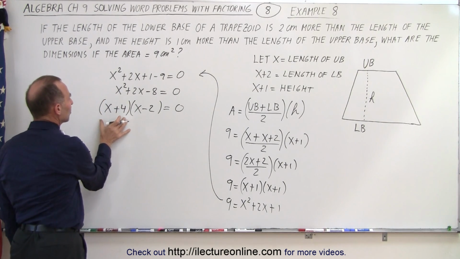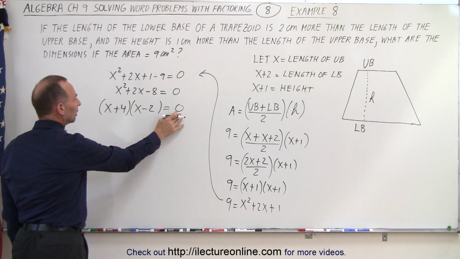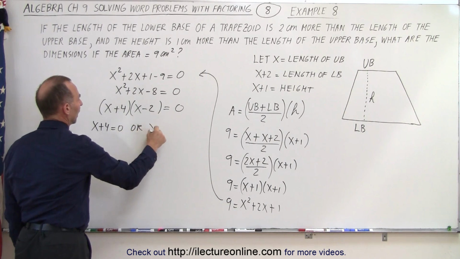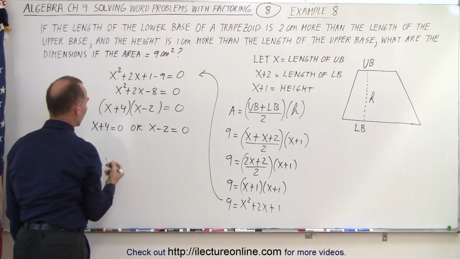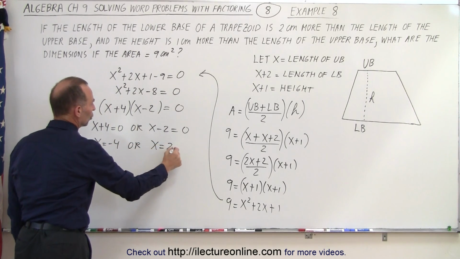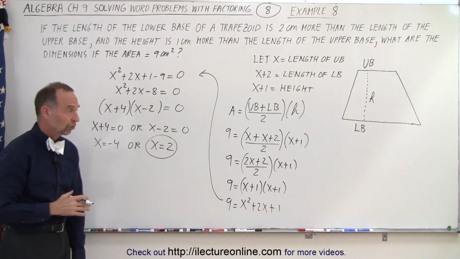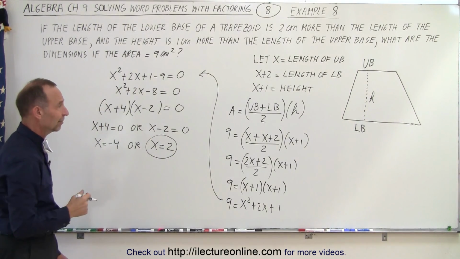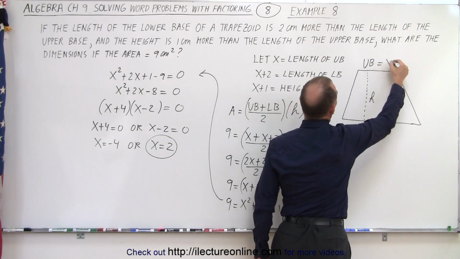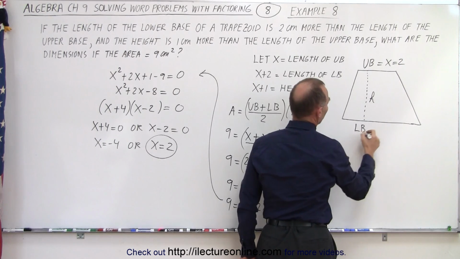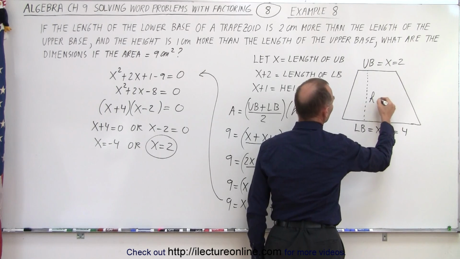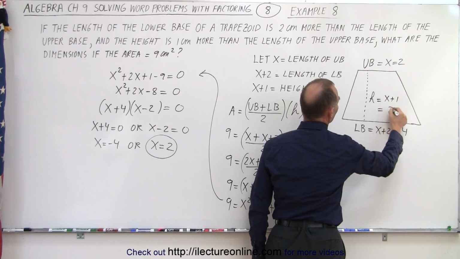Now if we multiply two binomials and get 0, that means that either the first one, x plus 4, must equal 0, or the second one, x minus 2, must equal 0, which means that x must equal negative 4, or x must equal 2. Again, the only possible solution is the positive solution because we don't have negative lengths. Since the upper base is equal to x, that's equal to 2. The lower base is x plus 2, which is equal to 4. And the height is x plus 1, which is equal to 3.